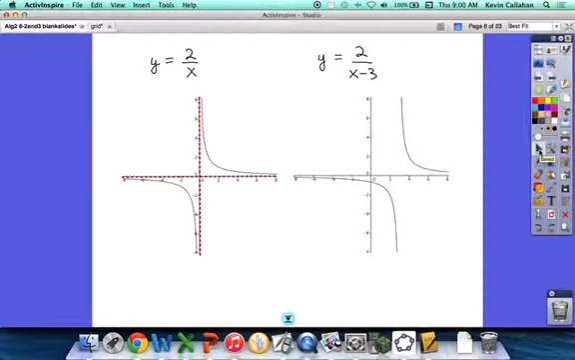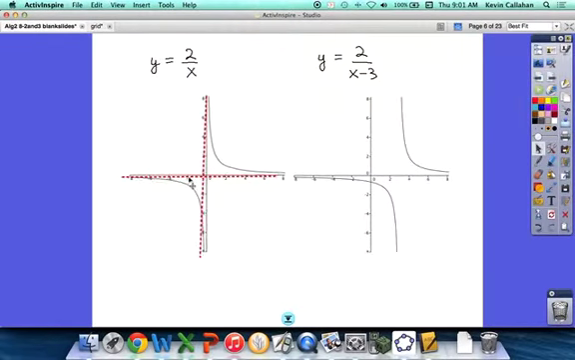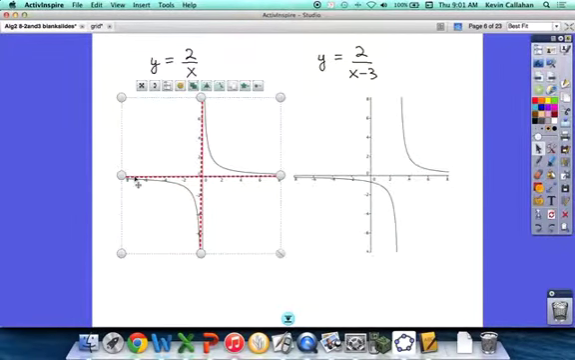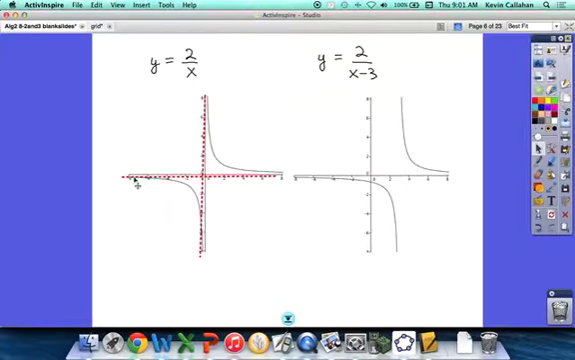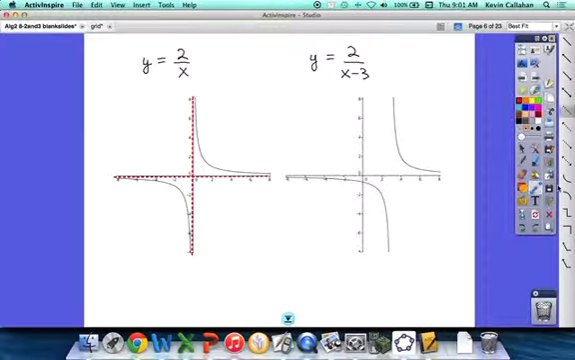Now, does it look like it changed the horizontal asymptote by moving it 3 to the right? And the answer is no. The horizontal asymptote is still right here.